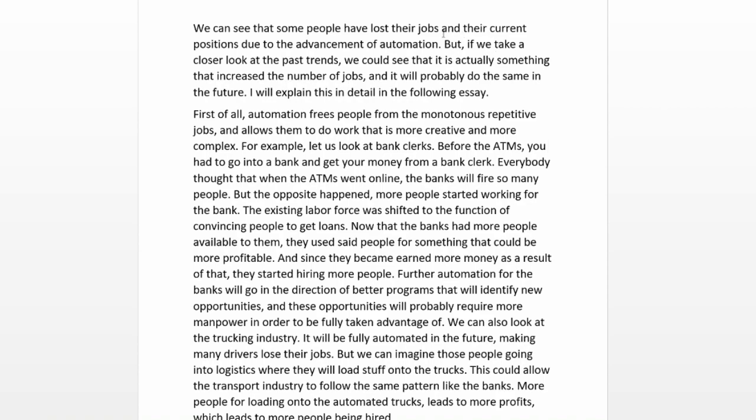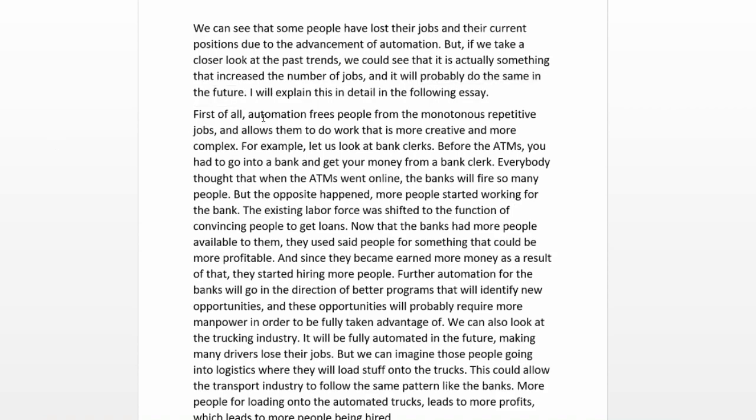But if we take a closer look at the past trends, we could say that this is actually something that increased the number of jobs, and it will probably do the same in the future. I say this because I'm thinking about the banks that I will talk about. So those are those past trends, and when I say that it will probably do the same in the future, I'm again thinking about the banks and about the transportation industry.